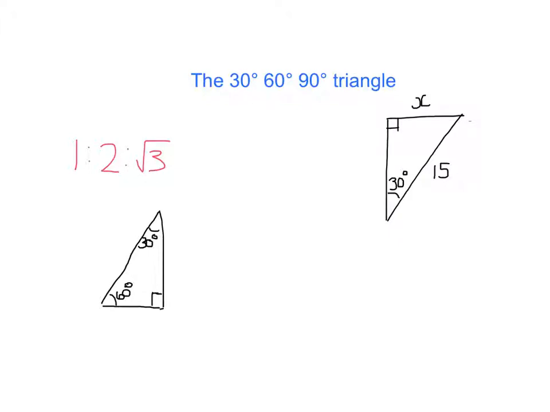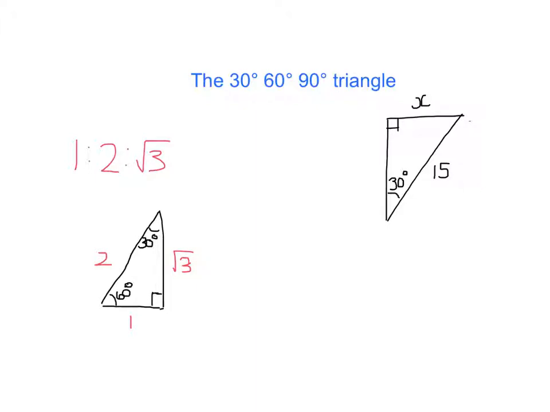The 1 is opposite the smallest angle, which is 30 degrees. The 2, which is the largest number, is opposite the largest angle, 90 degrees. And the root 3, which is actually between 1 and 2, is opposite the 60-degree angle.